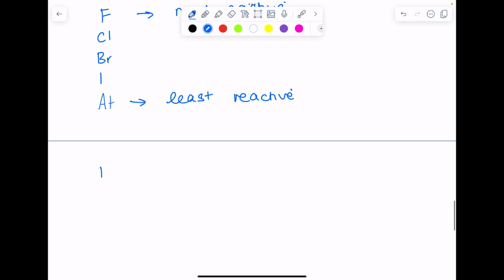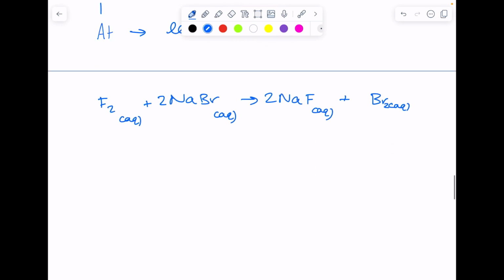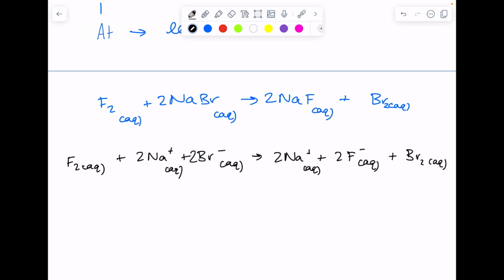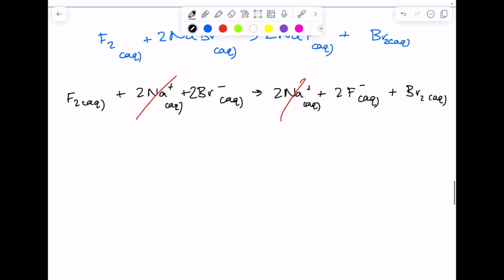So we can say that if fluorine was to react with sodium bromide, the fluorine would displace the bromide to form sodium fluoride plus bromine. So that's all balanced, and I've added state symbols. If we look at the ionic equation, just if you're not happy with this, just draw out all the ions like this. So I'm separating out those ions. So now you want to delete the spectator ions, so look to see which ions remain the same on the left and right hand side. They are spectators. So our final ionic equation looks like this.